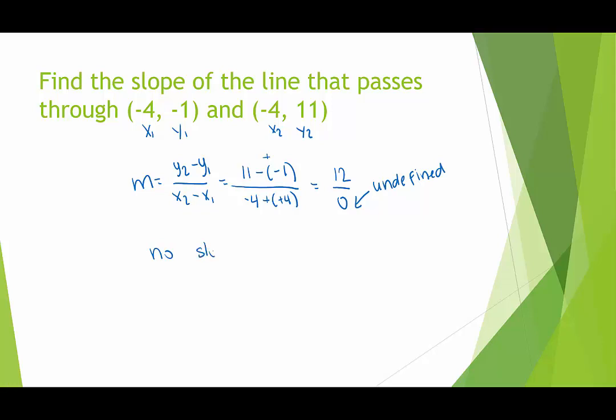And what else does this tell us about the line? This tells us that it's a vertical line. It's going to be a vertical line because vertical lines have no slope.